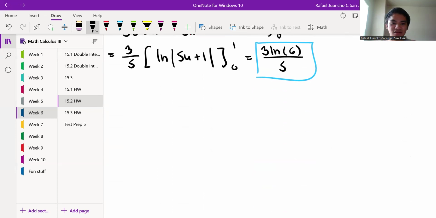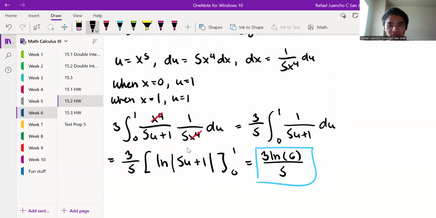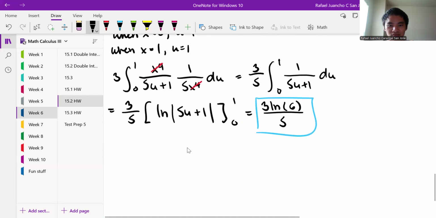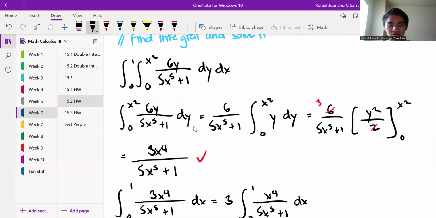Okay. Let me see if I get that one. 3 ln 6, which I divide by 5. Also, let me double check. Let's see if you actually got this one. Let's see. Yes. Oh, wait a minute. Whoops. There's a 25 somewhere. I'm missing something. Did I miss something? I think I missed something.